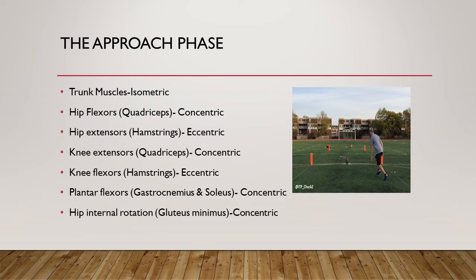During the approach phase, these are the muscles that are involved and also the type of contraction that they are doing. For the trunk muscles, those are isometric contracting. For the hip flexors, those are concentric contracting. For the hip extensors, those are eccentric contracting. For the knee extensors, those are concentrically contracting. Knee flexors are eccentrically contracting. Plantar flexors are concentrically contracting. And the hip internal rotators are concentrically contracting.